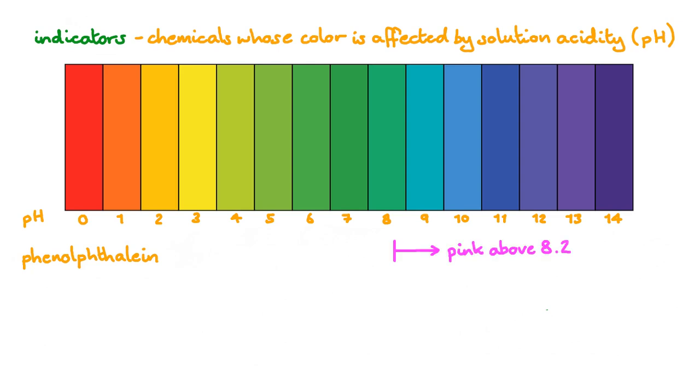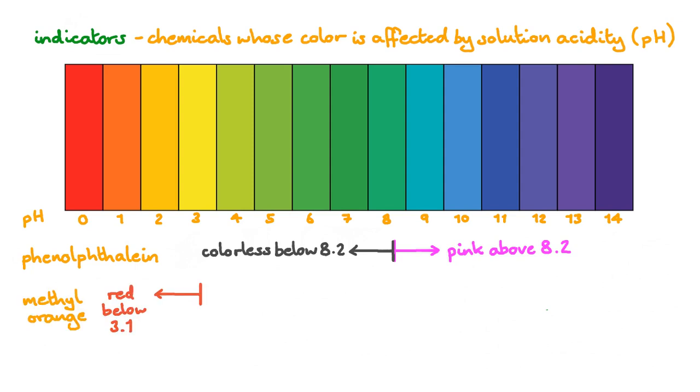Phenolphthalein, when added to a solution, will tell you if the solution pH is above 8.2 because it will turn pink. While in solutions with pHs below 8.2, phenolphthalein will have no colour at all. Another common indicator is methyl orange, which in solutions with pHs below 3.1 will appear red. And in solutions with pHs above 4.4, it will be yellow. And in solutions with pHs between 3.1 and 4.4, it's a mixture of red and yellow, so it appears orange.